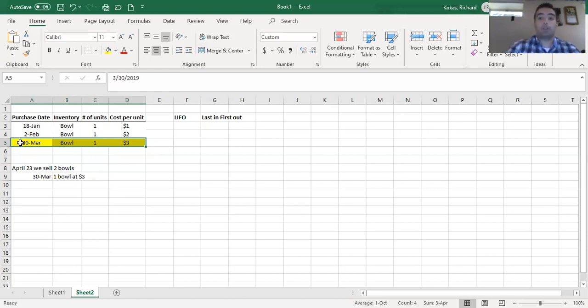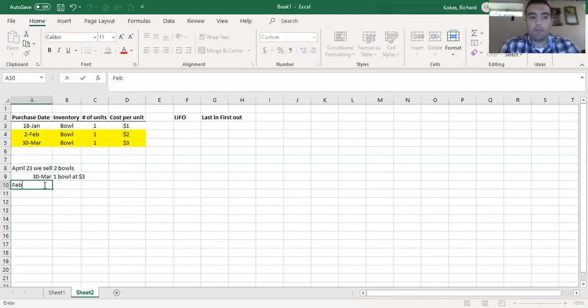We go to the warehouse, we grab any bowl. It does not matter where this bowl came from, what date we purchased it on. We're going to assume it's from the next most recently purchased batch of inventory, which in this case would be February 2nd. So I'm going to eliminate February 2nd, and we're going to say the second bowl came from February 2nd, one bowl at $2.